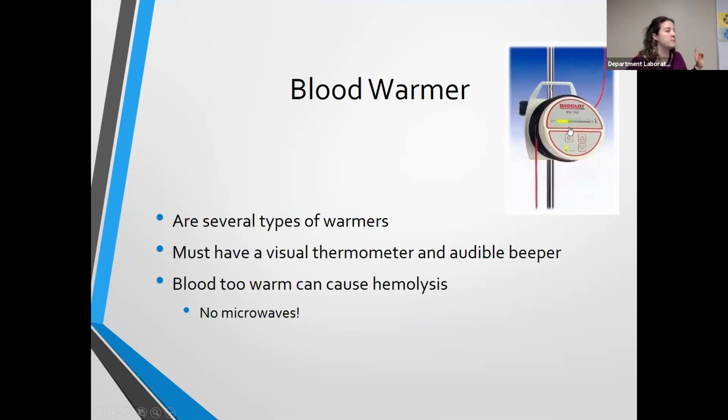These blood warmers must be calibrated. They must be monitored, all right? So they must maintain a temperature. And so the nursing floor is responsible, or your biomedical engineering department, they're responsible for keeping record of that. And again, no microwaves, all right?